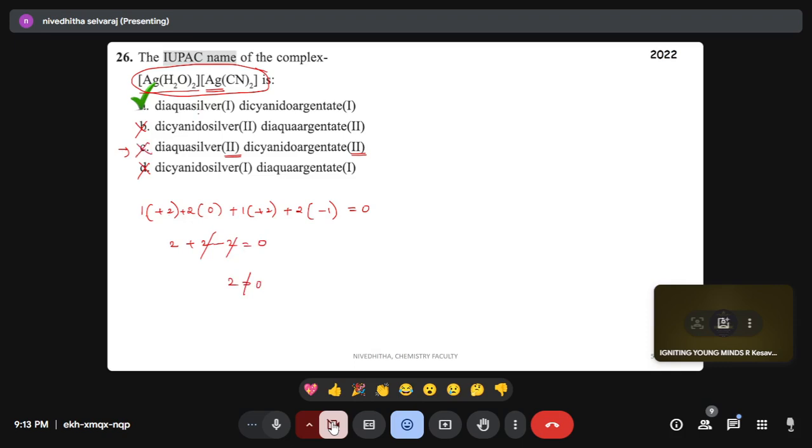But if you substitute the oxidation state of silver as +1, definitely it will be equal to 0. Let us check that also. I have only one silver, oxidation state of silver is +1. I have two water molecules, oxidation state of water is 0 because that is a neutral ligand. I have only one silver, oxidation state of silver is +1 again, and 2 into -1, which is equal to 0. So here this is 1 plus 1 minus 2. It is 0. So answer is option A.